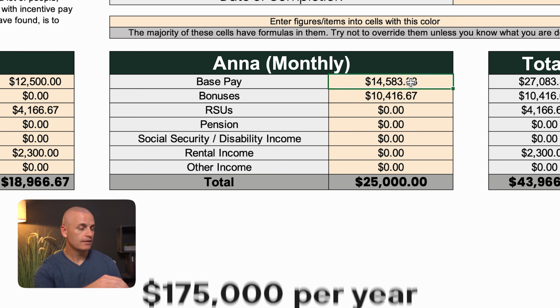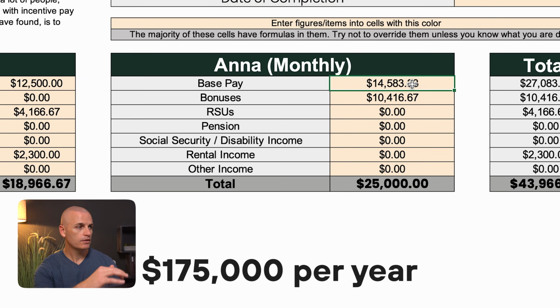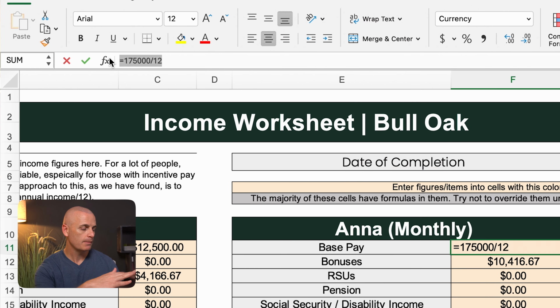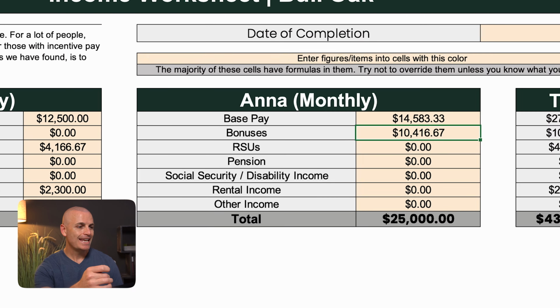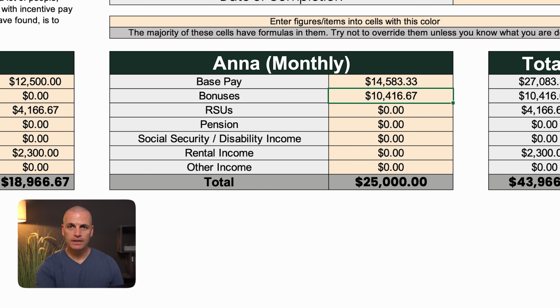Her base pay is $175,000 per year. So as you can see in the formula, we just divided by 12. And now her bonuses, it really does depend on what she can do for the year, how well the business is doing, how the overall industry and the economy is doing. So that's a variable number, but we picked a number that she's fairly comfortable with. We did not pick an egregious, very high, lofty number.